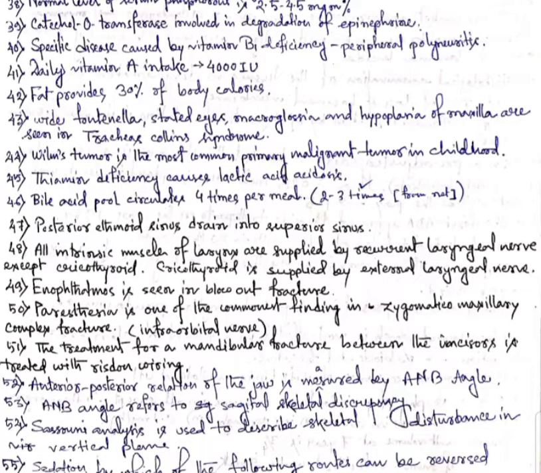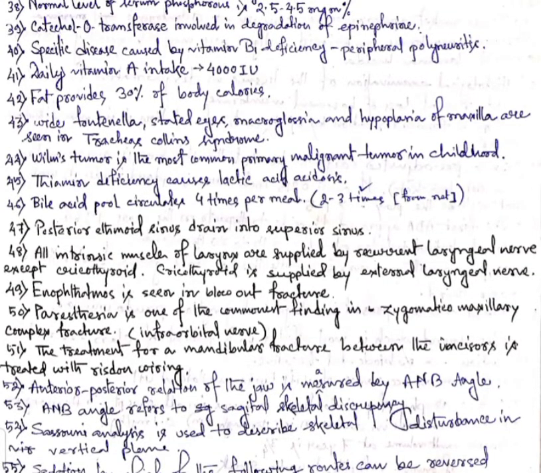Wide fontanelle, slitted eyes, macroglossia, and hypoplasia of maxilla are seen in Treacher Collins syndrome. Wilms tumor is the most common primary malignant tumor in childhood. Thiamine deficiency causes lactic acid acidosis.